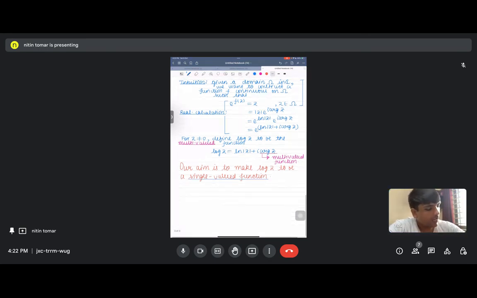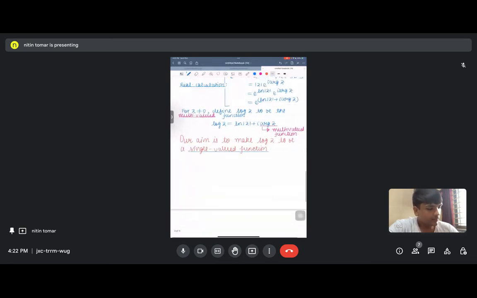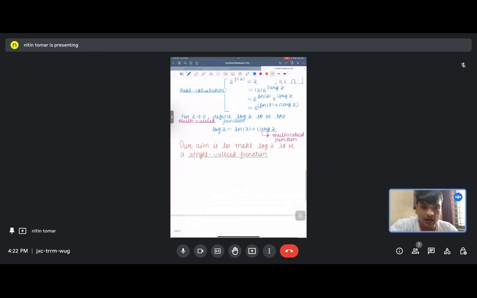Sir, we take capital Argument of z, instead of small argument z. Exactly, capital Argument z. So the problem, we know, lies with argument z. If I make argument z a single valued function, then I'm done.